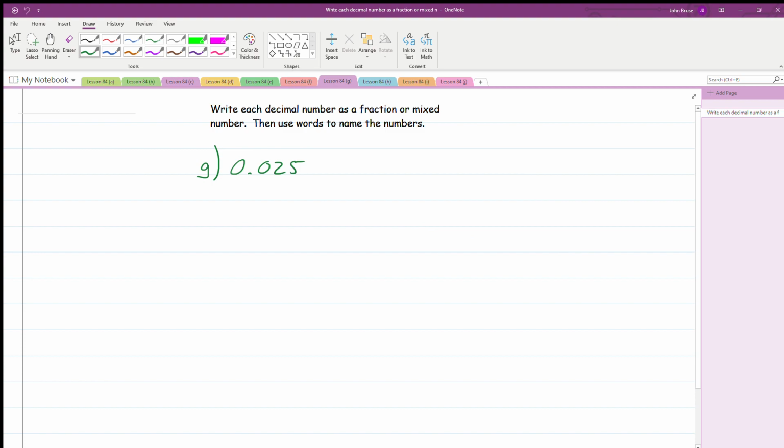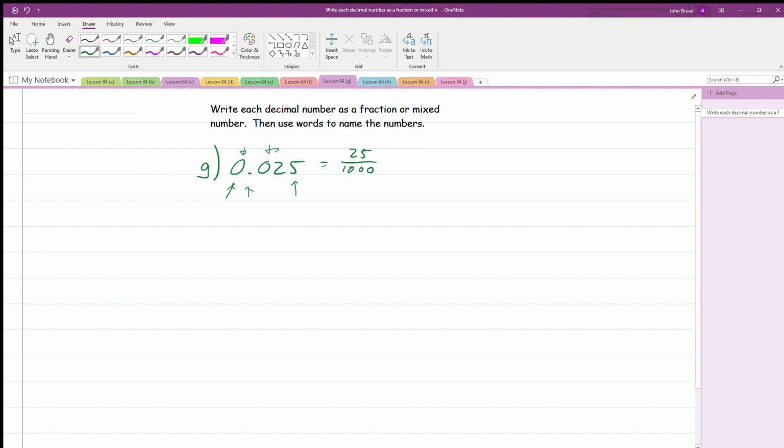This is a 0 and 25 thousandths. There's no whole number. We don't need to worry about the "and" because it's not a mixed number. It's just going to be a fraction. So we know that it goes to the thousandths place. It's 3 numbers over from the decimal. So we're going to write thousandths for our denominator. And then all we have on top, these zeros are nothing. So we're just going to write 25.